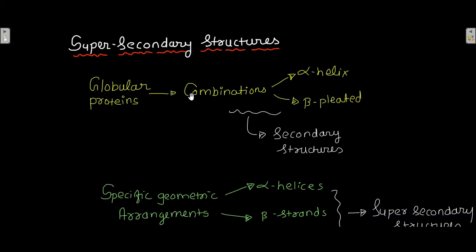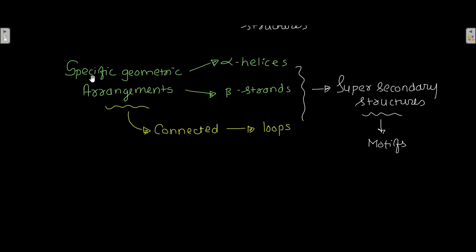Now let's look at the super secondary structures. Many globular proteins contain combinations of alpha helix and beta pleated secondary structures. Okay, they have a combination of both alpha helix as well as beta pleated sheets, and that is what super secondary structure is all about. The specific geometric arrangement of these alpha helices and beta strands connected by loops is known as super secondary structure, which is also known as motifs.